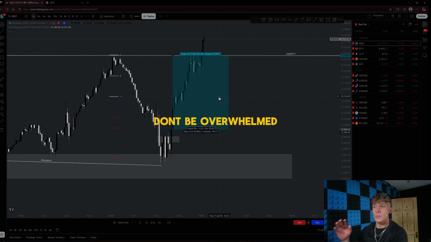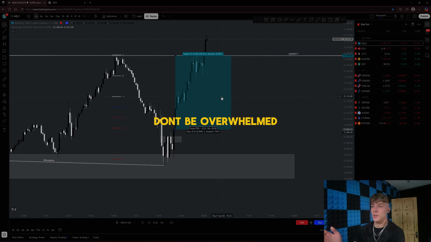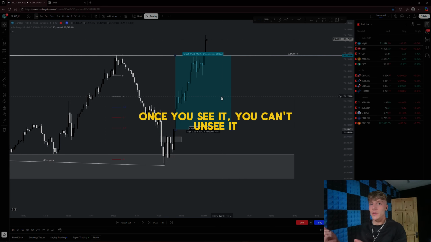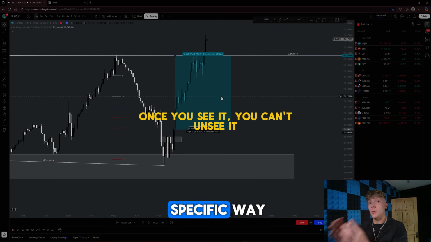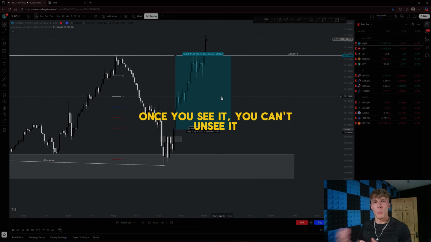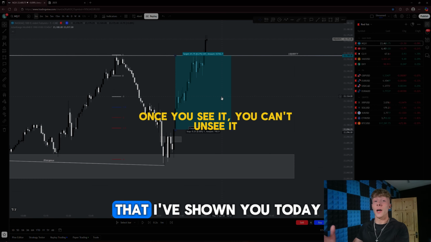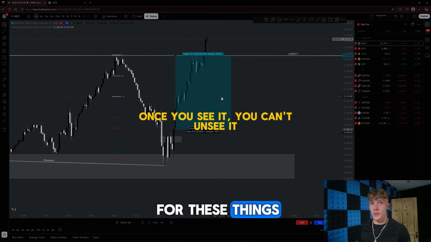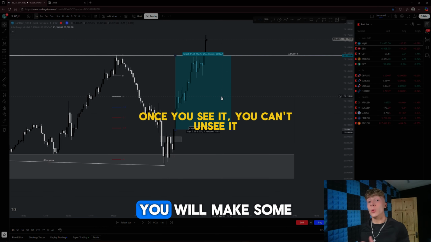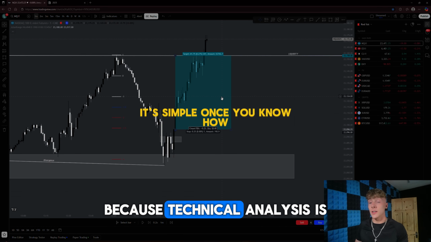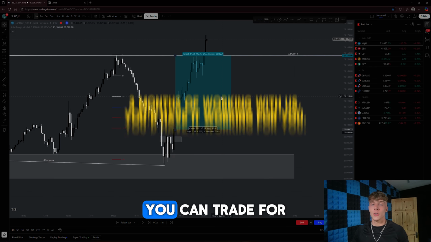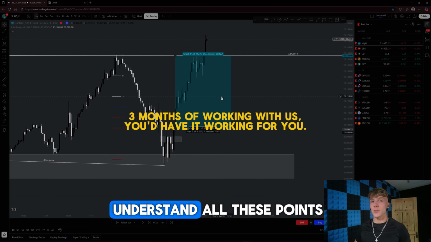Now, if this is your first time seeing something like this, don't be overwhelmed, because you'll understand technical analysis is actually just pattern recognition. Once you see certain things, it's kind of hard to unsee it. So the more you view it in a specific way and you look at it from a model's perspective, for example, the model that I've shown you today, the more you look for these things and you have the guidance there to do it, you will make some very fast progress. Because technical analysis is not that difficult. You can trade for 3 months and you can easily understand all these points.